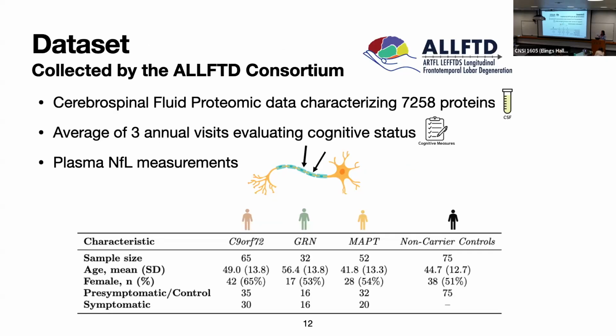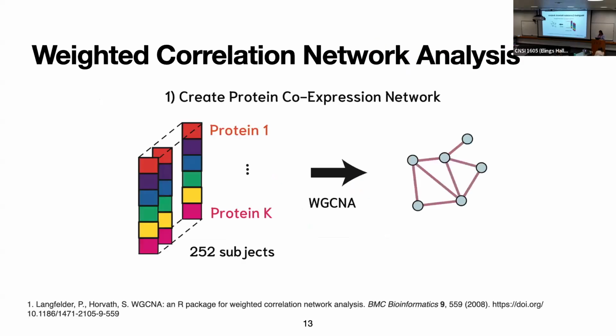And our data set is around 230 people, carriers and controls. We have 3 mutations, C9, granulin, and MAPT, which sounds small for machine learning purposes, but is actually very big for the medical world.